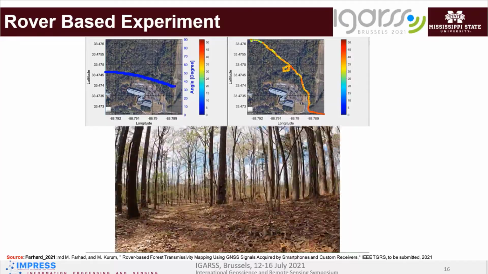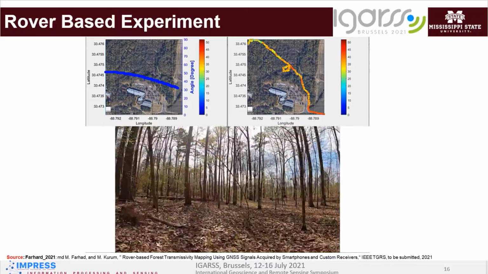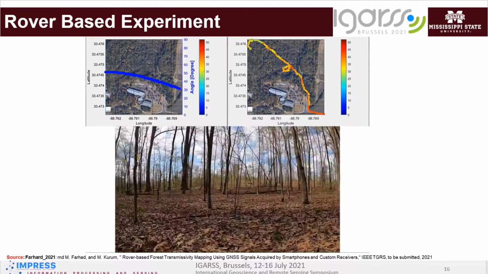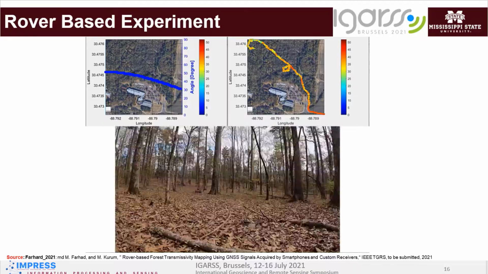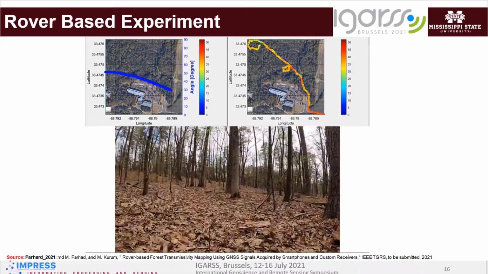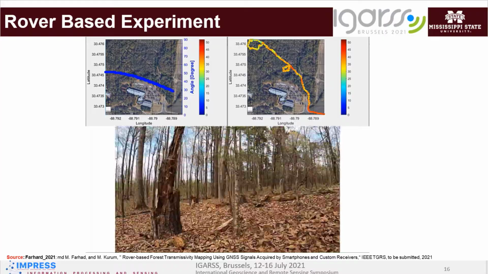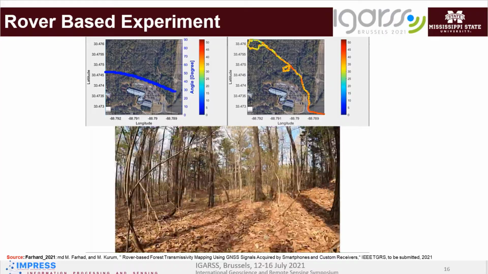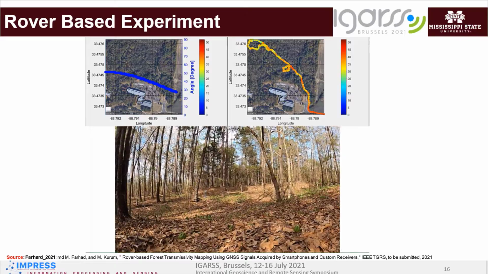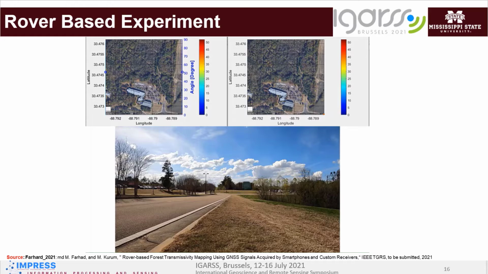In the top right figure, you can see we are performing two circles. One is a small circle and another one is a large circle. The small circle represents an area where there are medium height trees. The big circle represents the pine trees, which are pretty tall, and the signal is experiencing higher attenuation in the pine trees area than the medium height trees.